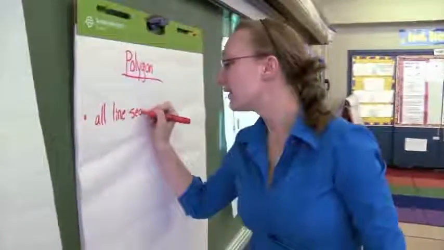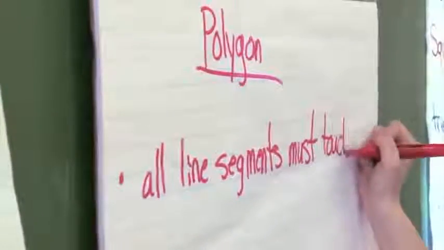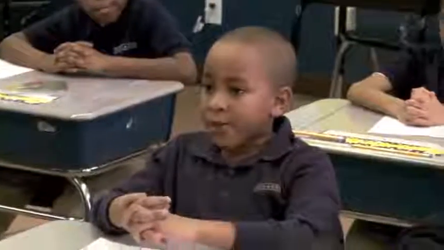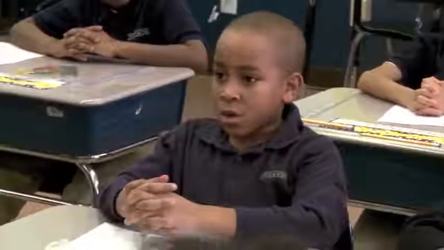line segments must touch. What else do we know about a polygon? Nasi. Also, we know about a polygon that has four sides. Every polygon has 4 sides.